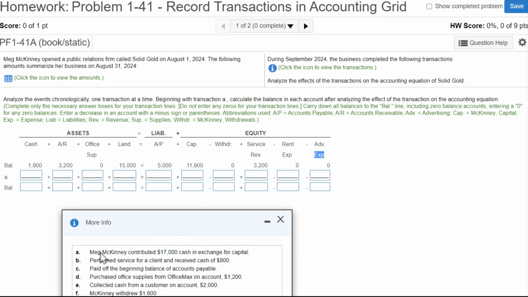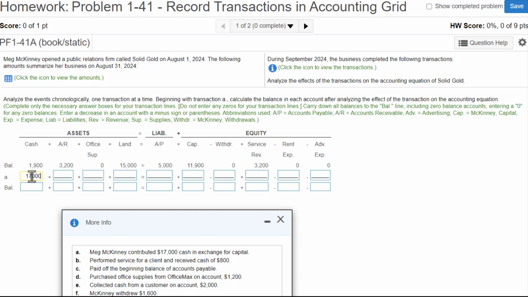So let's do transaction A. Meg McKinney contributed $17,000 in cash in exchange for capital. So notice this is transaction A. So on this A row right here, the transaction row, that's where we had to put this. So let's start with the account that's probably most easily figured out, cash. So which way is cash going? In this case, cash is affected and it's going up. So we're going to put 17,000.